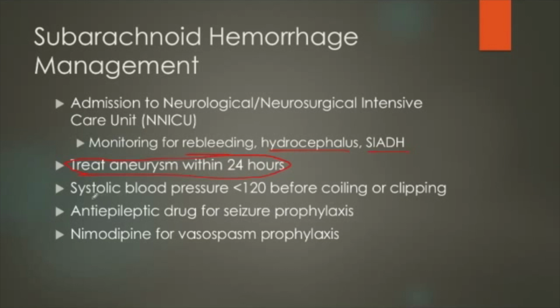It's also important that before there's treatment of the aneurysm, the systolic blood pressure is kept below 120 in order to reduce the risk of rebleeding. About 10% of patients have seizures, therefore we give anti-epileptic drugs for seizure prophylaxis. There's also evidence that nimodipine, a calcium channel blocker, can prevent the risk of cerebral vasospasm, reducing morbidity for these patients.